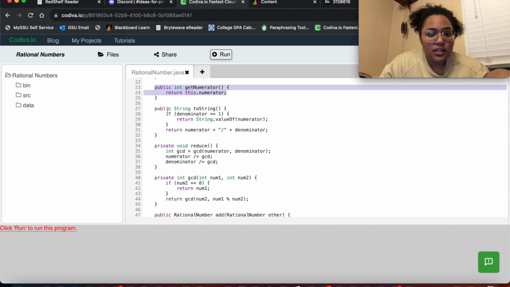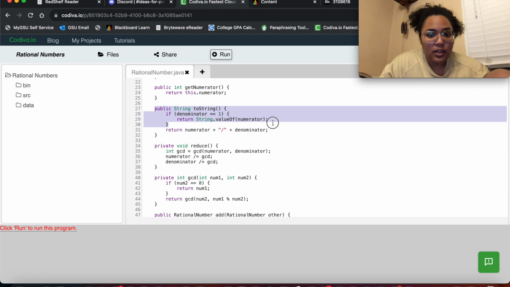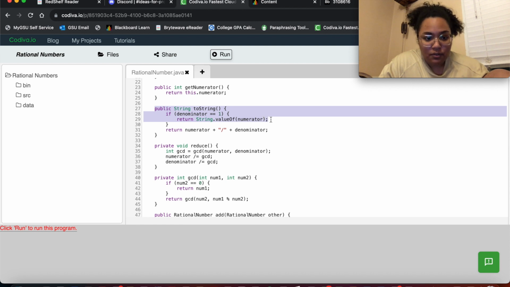And this is the toString method, and this overrides the default toString to provide a string representation of the rational number in the form numerator over denominator, or just numerator if the denominator is 1.